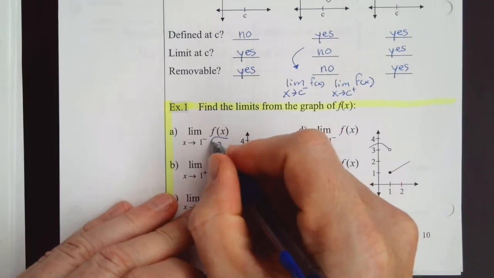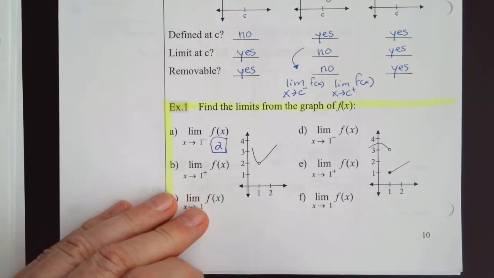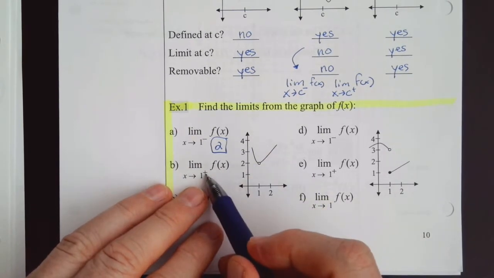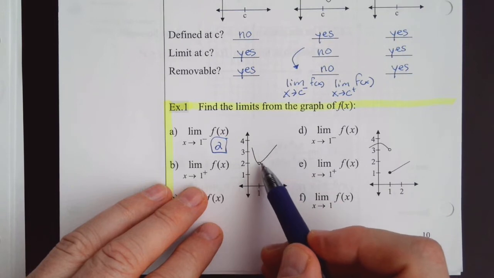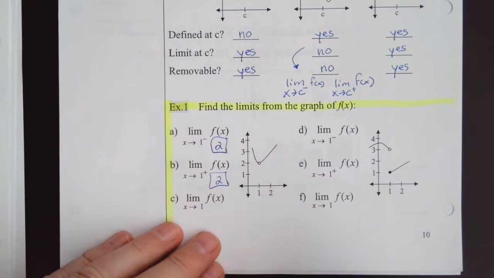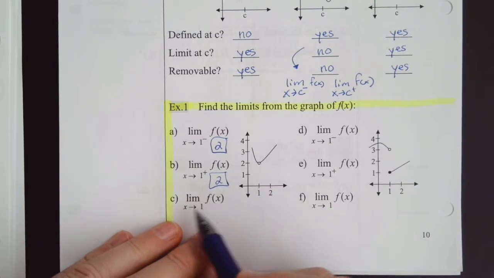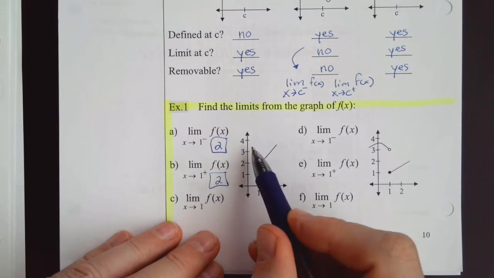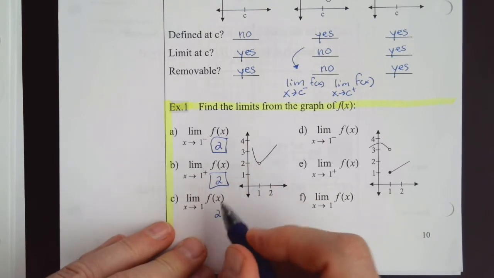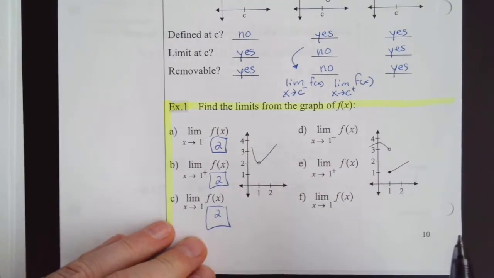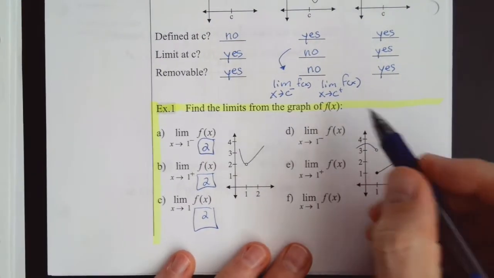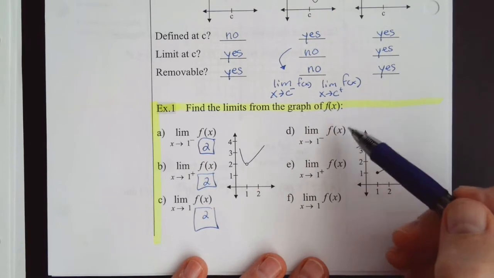So that's 2. Okay? What is the limit of the function as x approaches 1 from the right? So we're on the right side, we're coming this way, we're going towards 2. That's also 2. Okay? What's the limit of the function as x approaches 1? Well, it is approaching 2 from both sides, so since those are equal, the limit is that number, 2. So we move over here, we look at a similar situation.